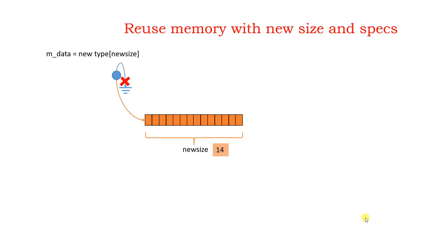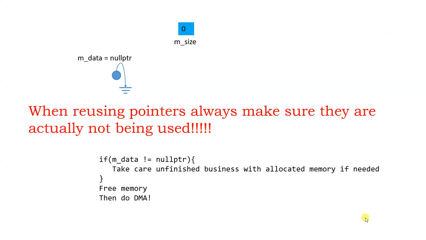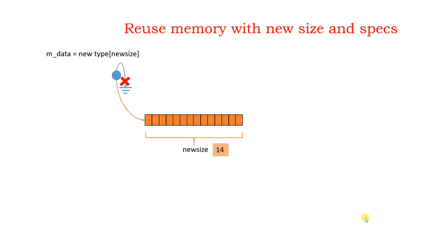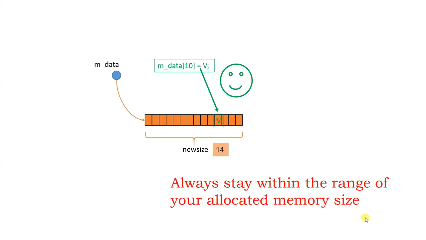Then reuse the memory and do the dynamic memory allocation with the new size. So the very first thing that you do, you take your unfinished business, you free the memory, and after you free the memory, you allocate it to the new size. And then you always stay within the allocated memory size so you don't go off. And if you do that, hopefully you're not gonna have any memory leak.